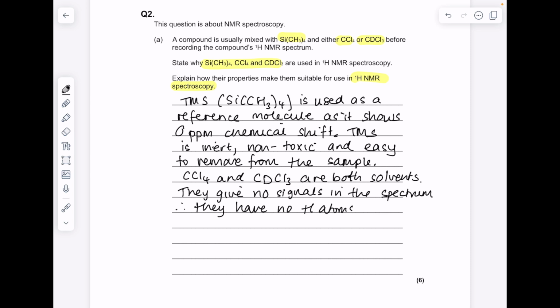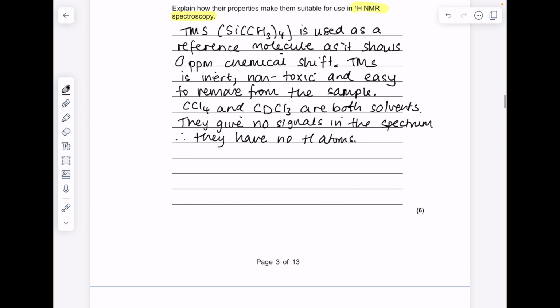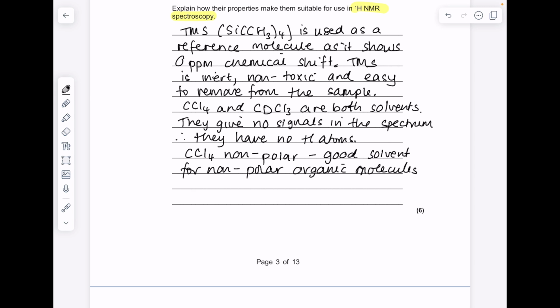And let's go in now really precisely saying when you'd use each type of solvent. So CCl4, remember, is non-polar, so is a good solvent for non-polar organic molecules. And then CDCl3 is polar, and therefore it's a good solvent for polar organic compounds.